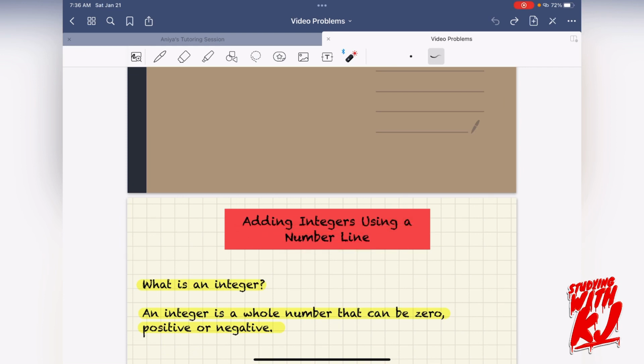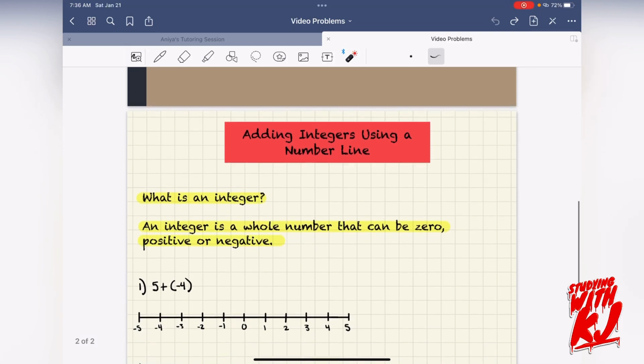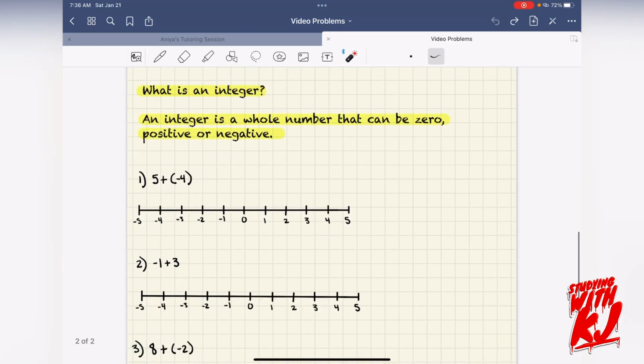Now before we get into solving some problems, we must understand what an integer is, and I have that written here. So an integer is a whole number that can be 0, positive, or negative. So now that we have an understanding of what an integer is, we can get to solving some problems.